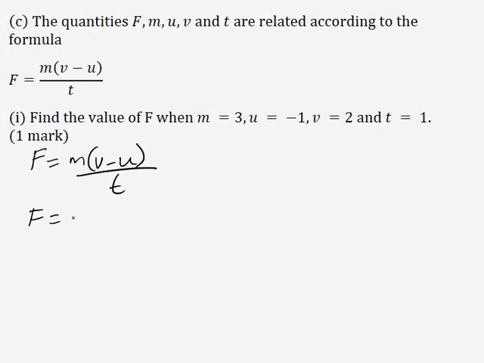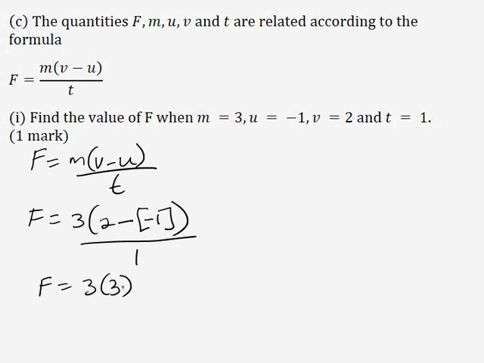So F here, M is 3, V here is 2, minus, and U here is minus 1, so this will be minus 1. And this is all over, T here is 1. So F here, this is 3, 2, minus minus becomes a positive, so this is 2 plus 1, which is 3, so this is multiplied by 3, and anything divided by 1 is itself, so here F is equal to 9.